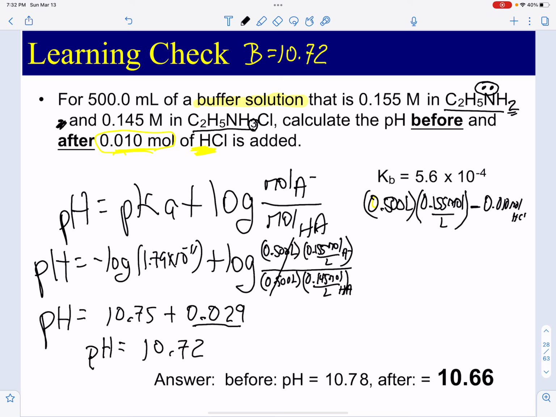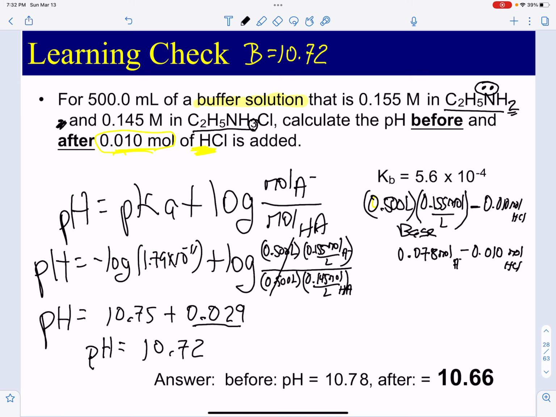Of the acid. So the base is going to be reacting with the acid and it's going to be consumed by the acid. So let's see how many moles of the base we have. 0.500 times 0.155 is going to equal 0.078 moles of the base, which is being consumed by these many moles of the acid that I'm adding.